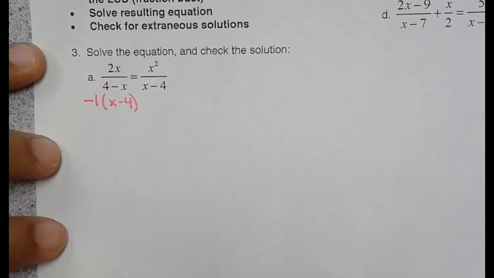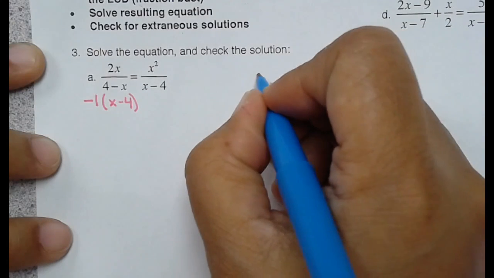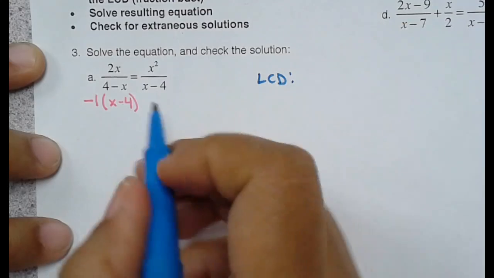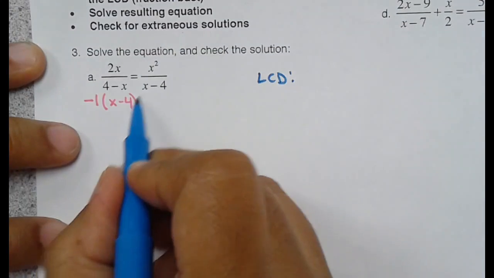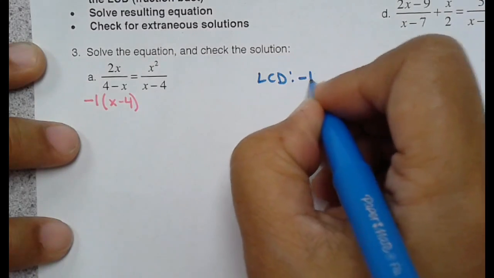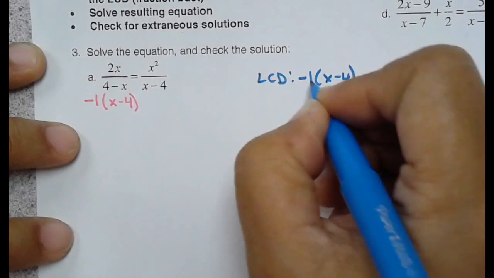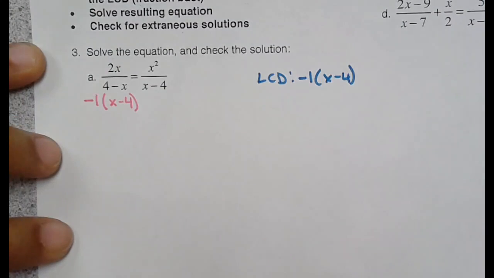So let's go ahead and figure out our LCD. Well, our LCD is basically the -1 times the x minus 4, because x minus 4 is already there. Technically, you don't need to write the -1. You could just write minus or that negative in front, but I like that -1 just so you can visually see it, so when we cancel, we see it's still there.